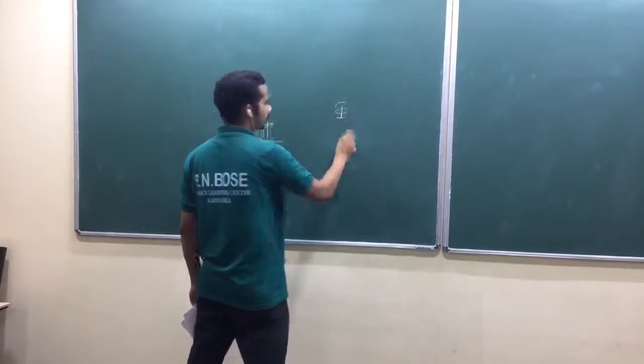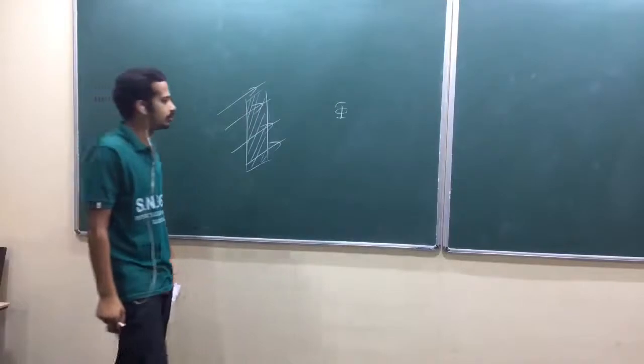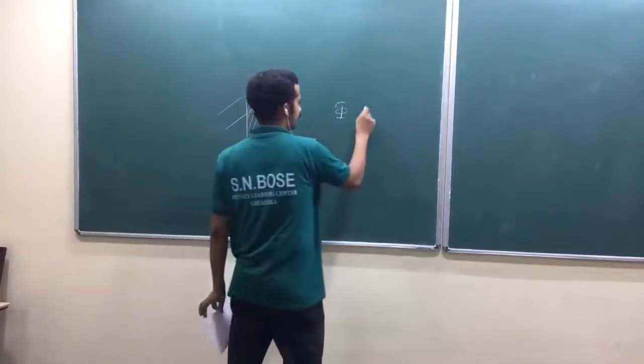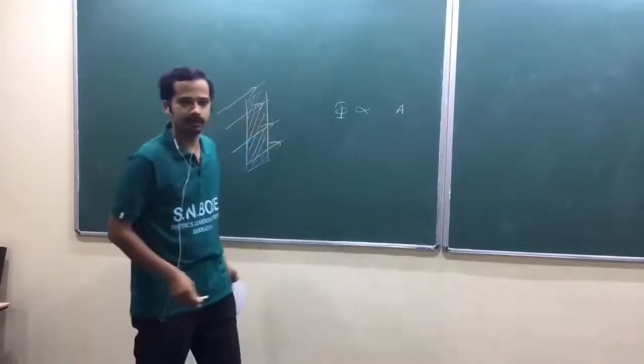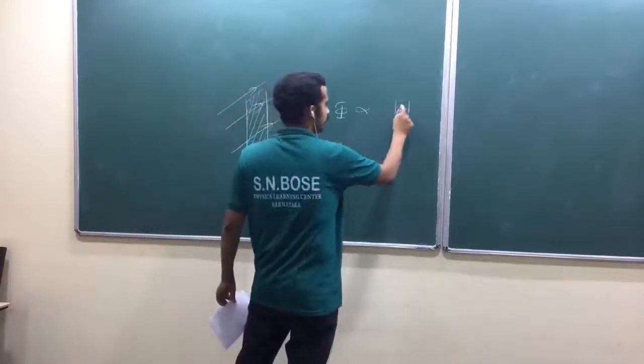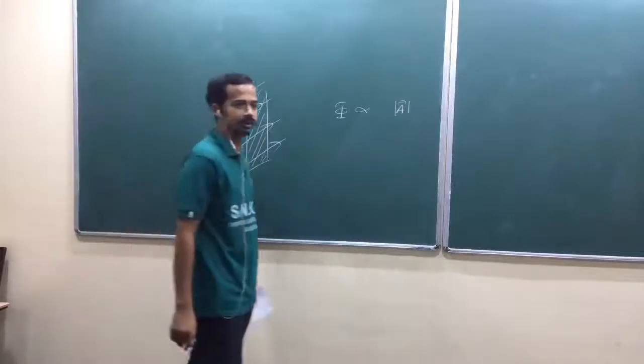So we call it flux. Is that okay? That proportionality factor, we call it flux. Flux is proportional to area, okay, the magnitude of the area. Later we are going to construct area as a vector, isn't it? Later we are going to construct area as a vector.